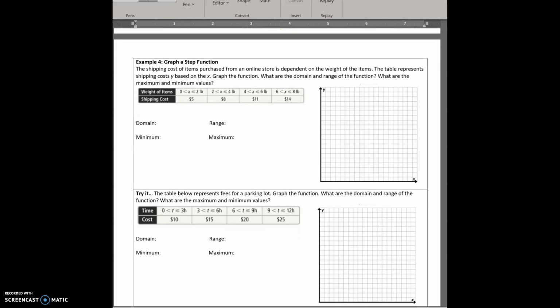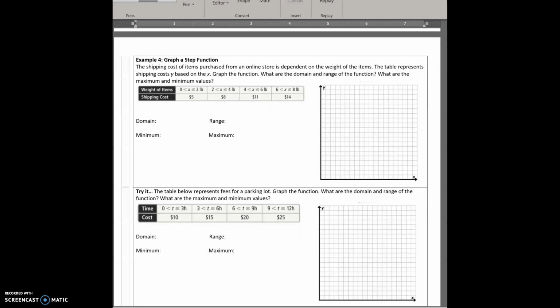So now one last thing for 1.3, and that is going to be step functions. And so we have a shipping cost that is represented by this table here, and we're going to go ahead and just graph each one.